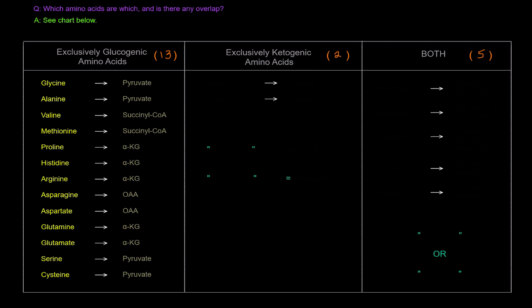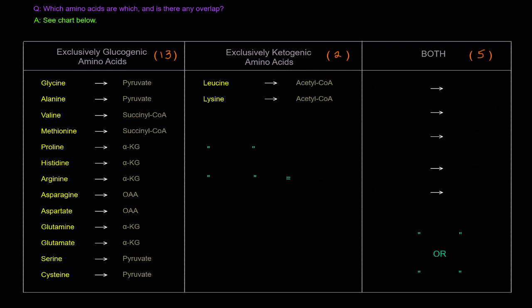Now, there are 2 that are exclusively ketogenic, and they are specifically leucine and lysine. They only give rise directly to acetyl-CoA. Okay, so it's hard to memorize 13 things, or at least harder to memorize 13 things than it is to memorize 2. So with the exclusively ketogenic amino acids, there's only 2 of them, and they both start with L, and those are the only 2 amino acids that start with the letter L.